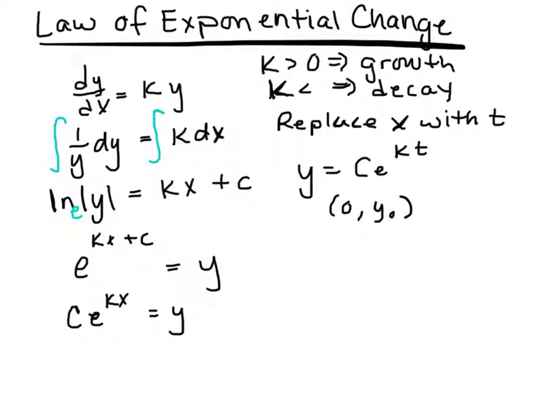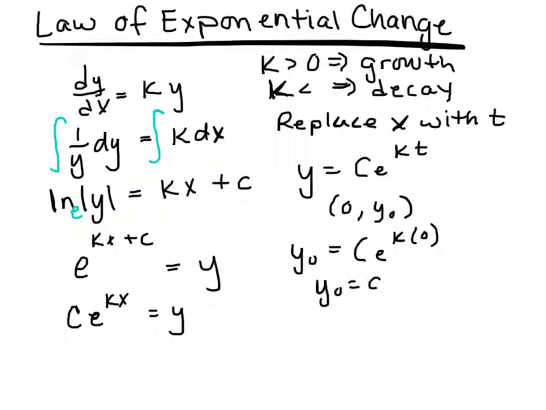So when I plug in 0 for t, because now this is a point (t, y), we get that y naught is equal to C e to the k times 0. Well, k times 0 is just 0, and e to the 0 is just 1, and C times 1 is C.